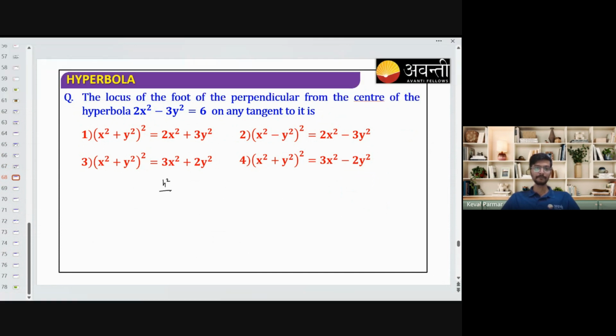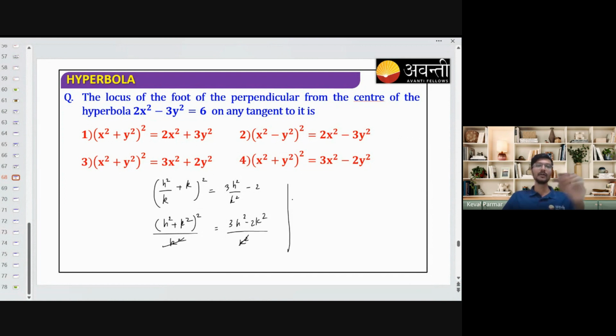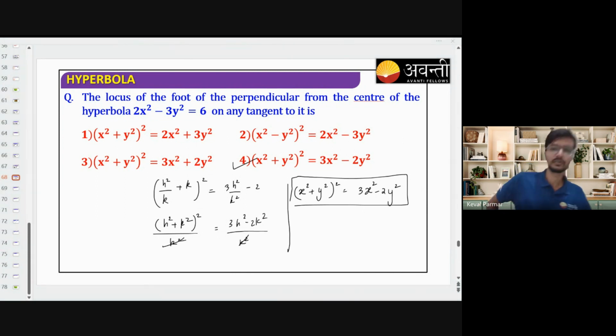h square by k plus k, the whole square, is equal to 3m square. That means h square by k square minus 2. So k square, the whole square upon k square, I'll take LCM here: 3h square minus 2k square upon k square. This will get cancelled. We got the locus. Lastly, we substitute x in place of h and y in place of k, which will be equal to 3x square minus 2y square. So this is our answer, which corresponds to option number 4. So option 4 is the correct answer. This was a nice question on locus. Correct, guys? Let's see the next.